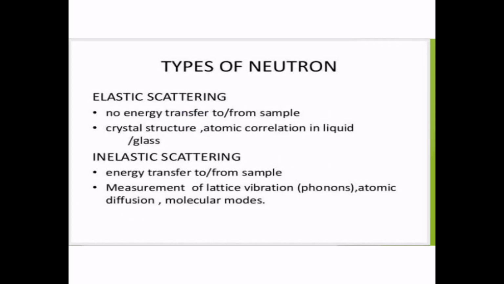Next is the types of neutron scattering, that is elastic scattering and inelastic scattering. If it is elastic scattering, there will be no energy transfer from the sample or to the sample. It measures crystal structure and atomic correlation in liquid or glass. In inelastic scattering, energy transfer occurs from or to the sample. It is the measurement of lattice vibration, phonons, atomic diffusion, and molecular modes.